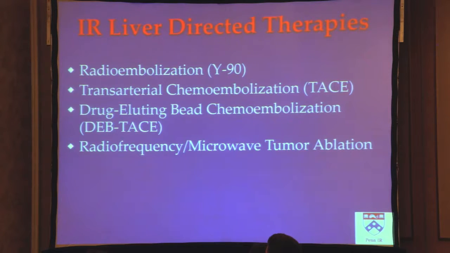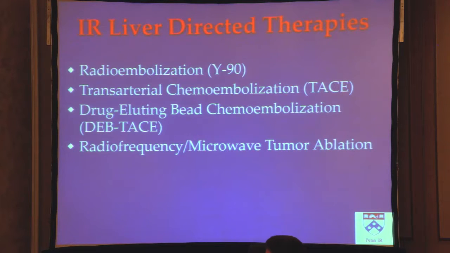So when we speak about interventional radiology liver-directed therapies, we're really talking about four main therapies. And those include radioembolization, which I'm going to focus on today, transarterial chemoembolization, drug-eluting bead chemoembolization, and radiofrequency or microwave ablation. We'll briefly touch on the latter three.